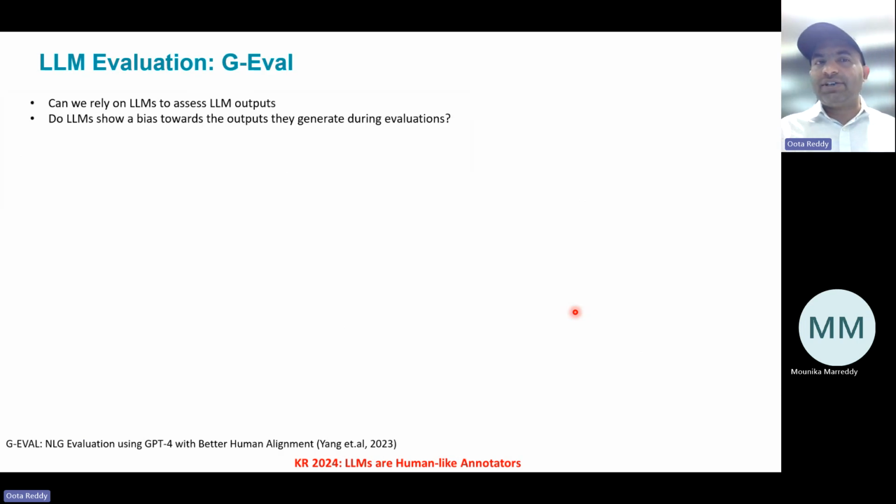There is also another evaluation, G-Eval. G-Eval is GPT-4 evaluation. Can we rely on LLMs to assess LLM outputs? Do LLMs really show any bias towards the output generated by LLMs during evaluation?